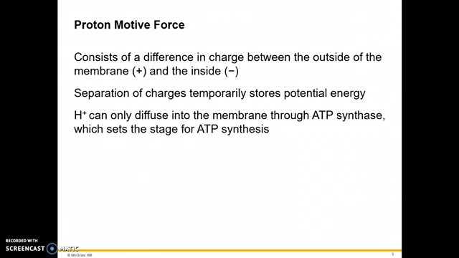Proton motive force is energy that is generated by the transfer of protons or electrons across a membrane that can be used for chemical reactions. It consists of a difference in charge between the outside of the membrane and the inside as well. Separation of charges temporarily stores potential energy and can only diffuse through the membrane via ATP synthase, which sets the stage for ATP synthesis.